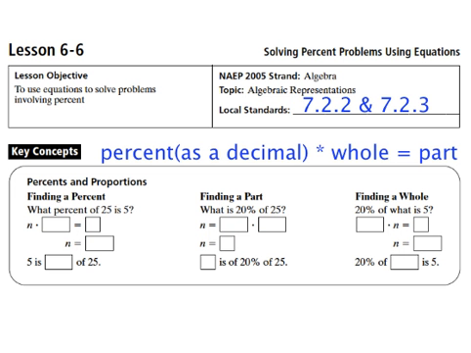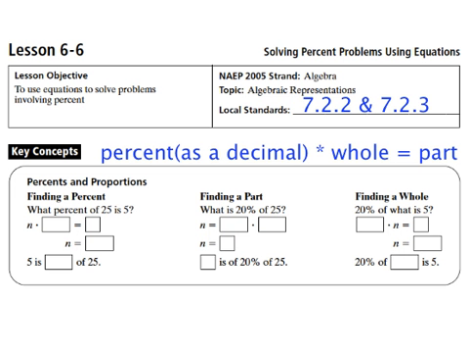Now these three numbers are the same that we use for the proportion, so the percent is always going to have the percent sign in the problem. You just have to change it into the decimal. The whole is still going to follow the word of, and the part is the number that isn't the percent or the whole.